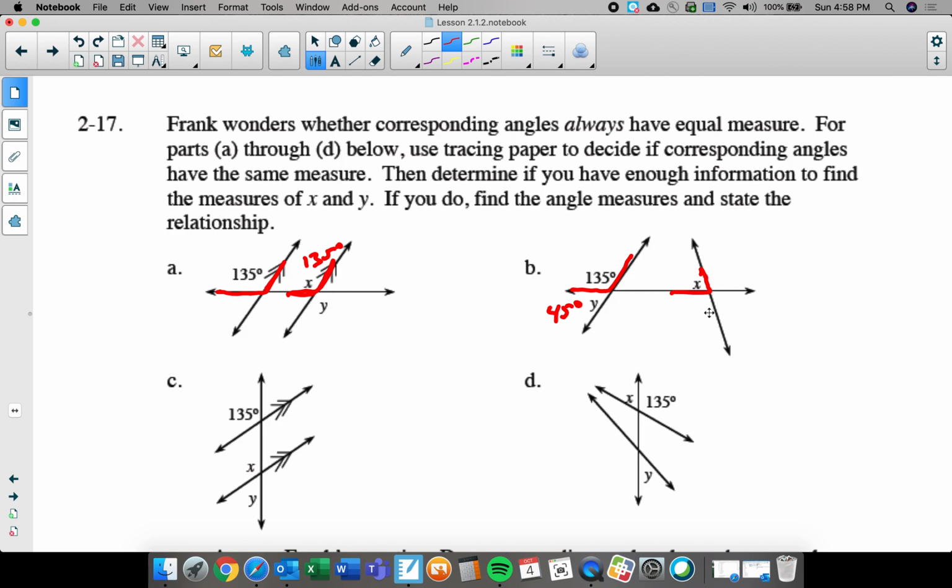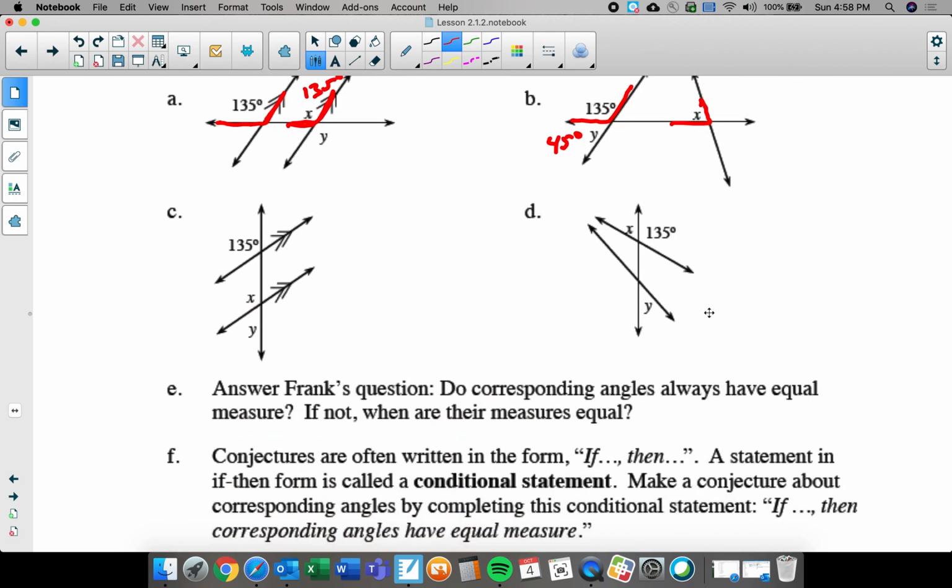If we go down here now to part C, there's a 135-degree angle. If I take that one and slide it down this transversal, it fits right in place. So this is 135 degrees. And then X and Y are supplementary angles, so if you put those two together, you get a straight angle, 180. So that means angle Y has to be 45 degrees.